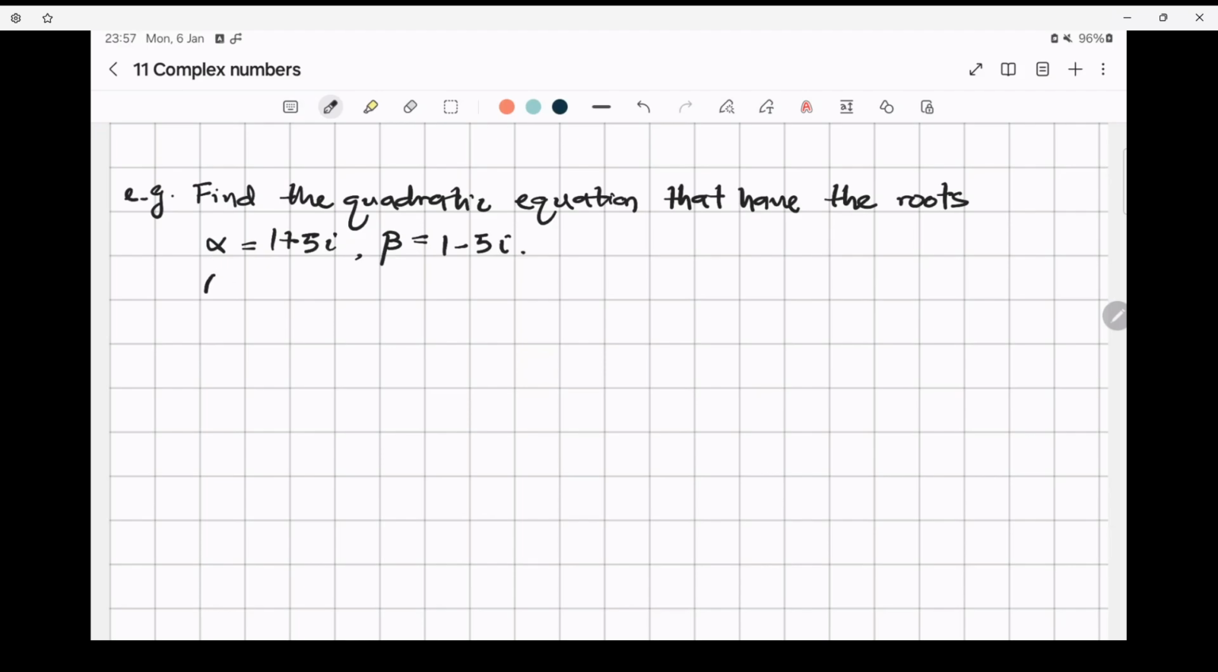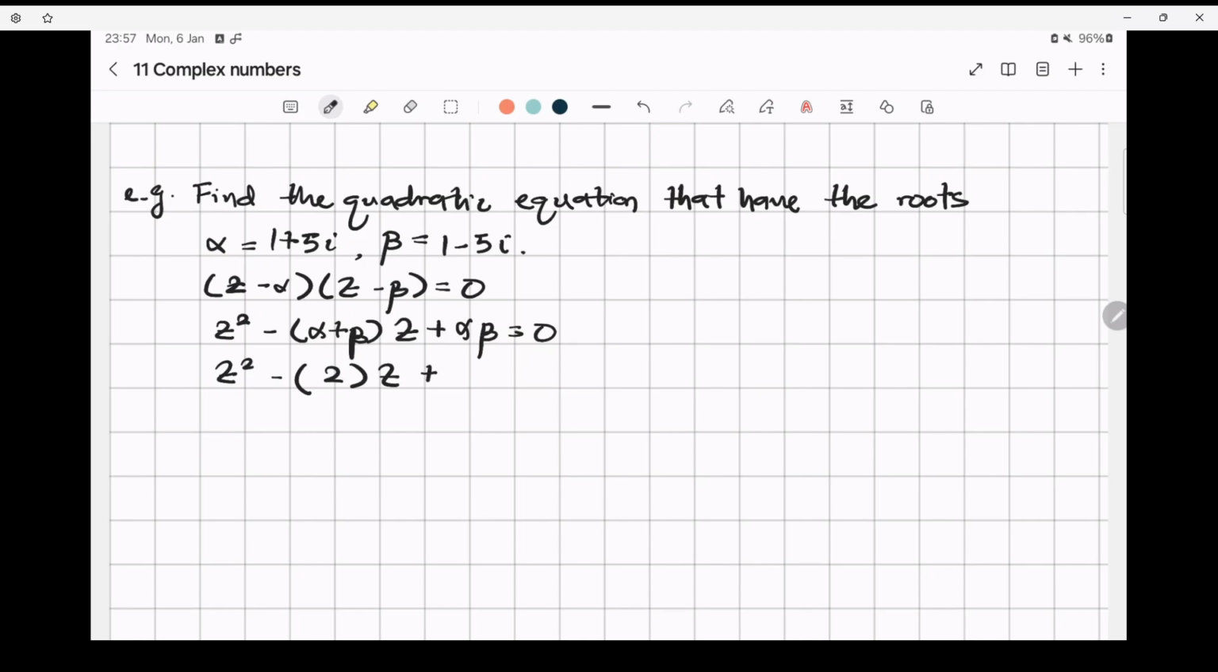Recall that when you have two roots, alpha and beta, you would form (z minus alpha)(z minus beta) from your quadratic equation. You multiply back together, you have z squared minus (alpha plus beta)z plus alpha beta equals 0. Now it will be easy to substitute what is alpha and what is beta. So z squared minus (alpha plus beta), you find this equals 2z, plus alpha beta.